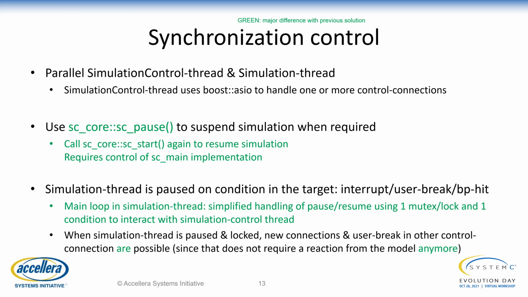So when I have implemented this, the main loop in my simulation thread looks now a lot simpler than my previous solution. I only need one mutex and lock and one condition to interact with the simulation control thread. And when the simulation thread is paused, I can still do the new connections and the user break and other control connections, because I don't require a reaction from the model anymore. I handle that at a different place.